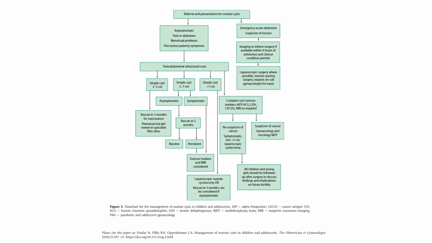All children and young girls should be followed up after surgery to discuss findings and implications on future fertility. If the patient was seen with a cyst in the emergency department with suspicion of torsion, then imaging to confirm and inform surgery, if available within 4 hours of admission and clinical condition permits, and then laparoscopic surgery where possible, ovarian sparing surgery. Request on-call gynecologist for input.